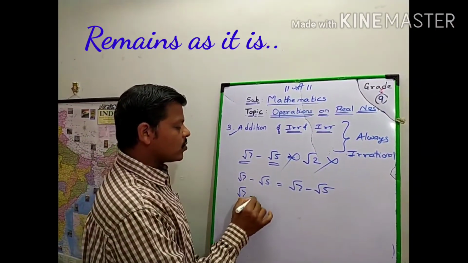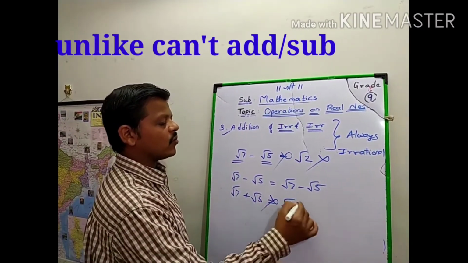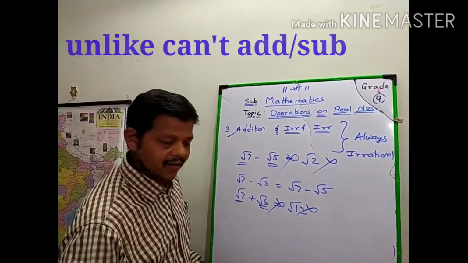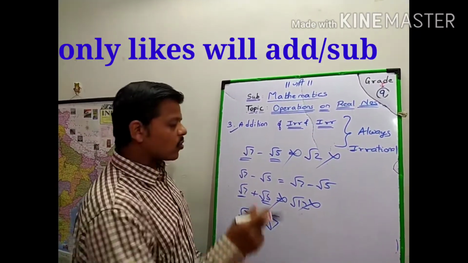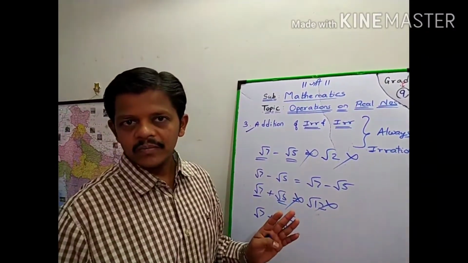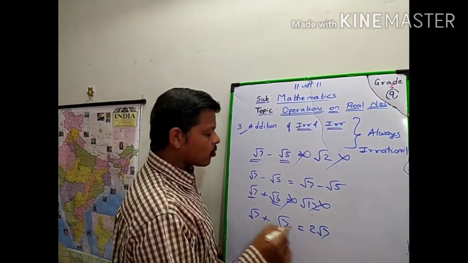Or root 7 plus root 5, can you add it as root 12? No, never. You can never add them, because they are unlike. Root 7 will add only with root 7, or root 5 will add only with root 5, not with any other root. And that too, root 7 plus root 7 would give you 2 root 7 and not root 14.